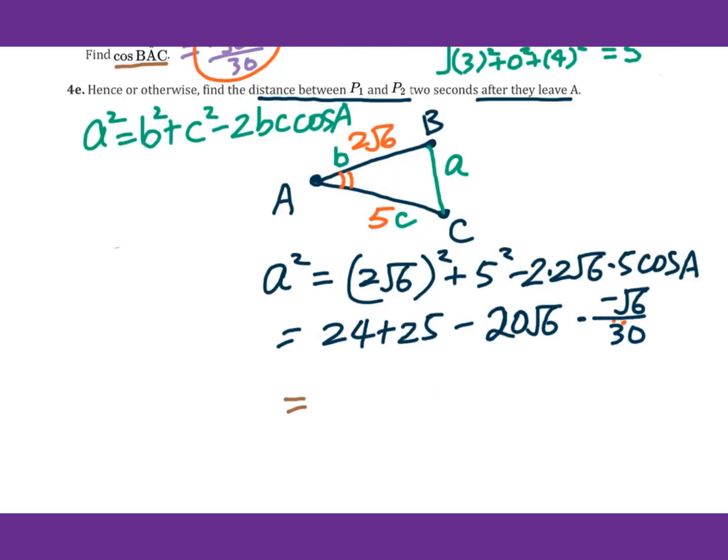You will get 49 plus, reduce, 6 times 20 over 30 is 4... so 49 plus 4, that's 53. This is a squared, that's 53. So a equals square root of 53.